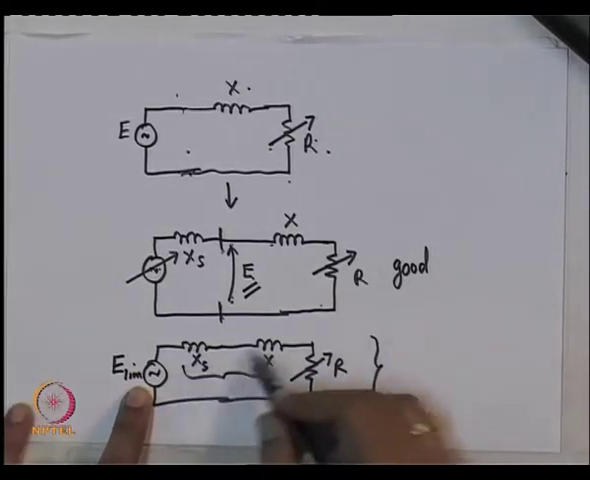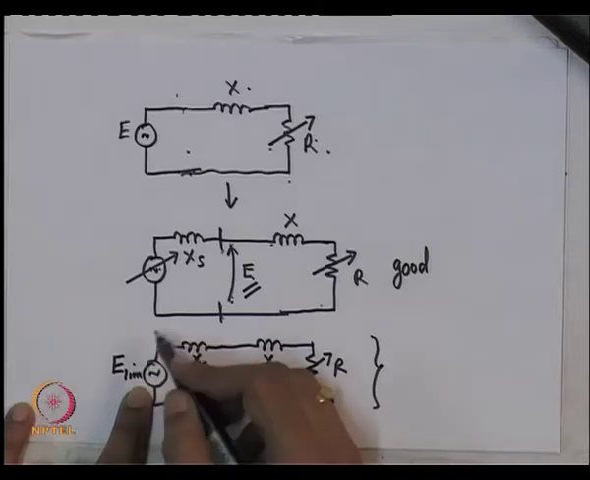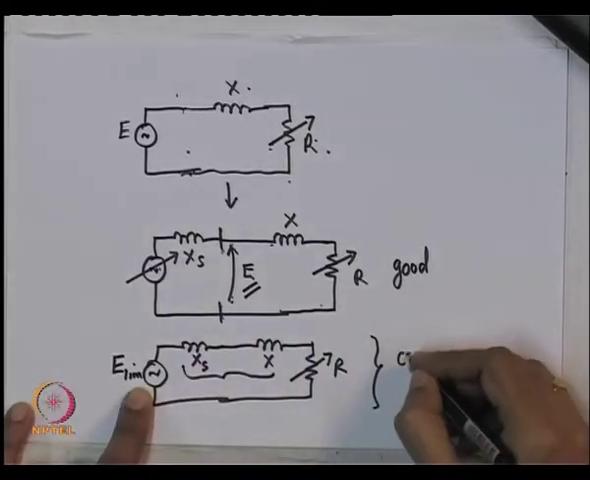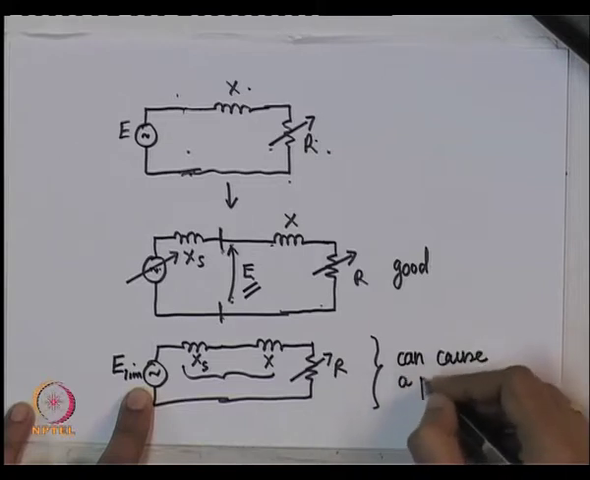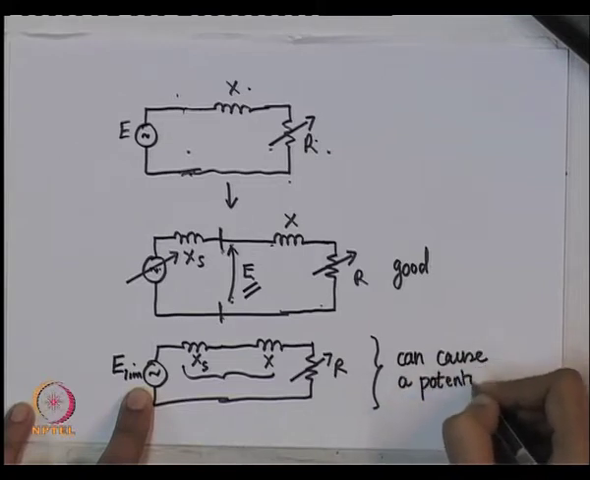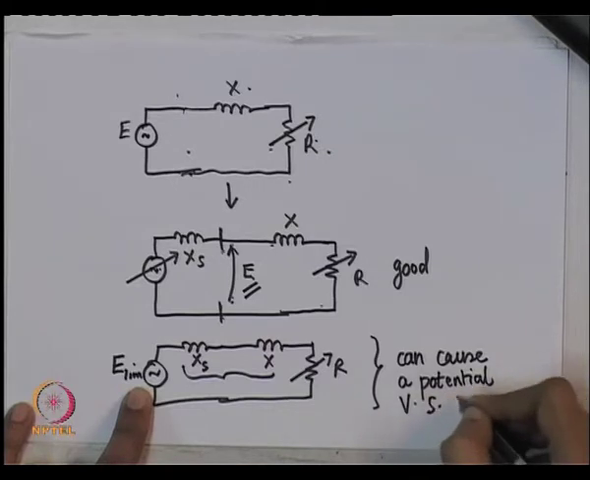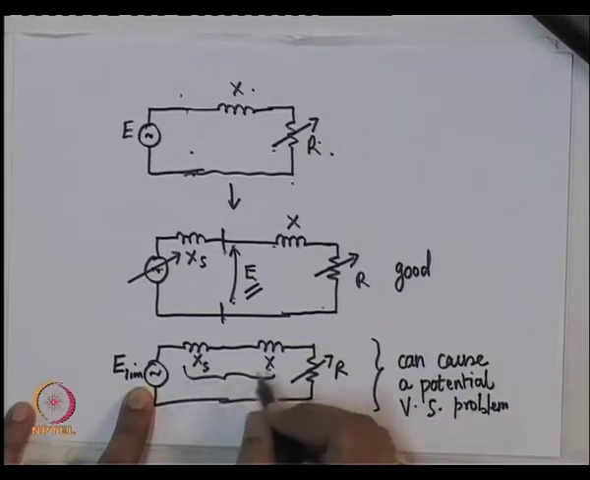Here you have a very large system impedance behind a voltage source, which is the internal voltage source of the synchronous machine, which is practically a constant. So, this can cause a potential voltage stability problem, because the system impedance suddenly becomes very large.